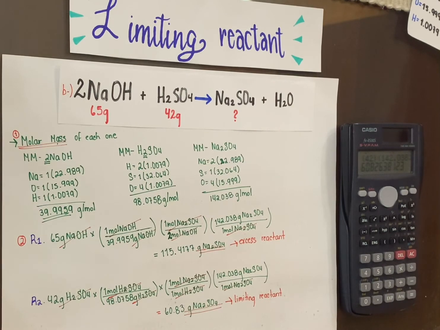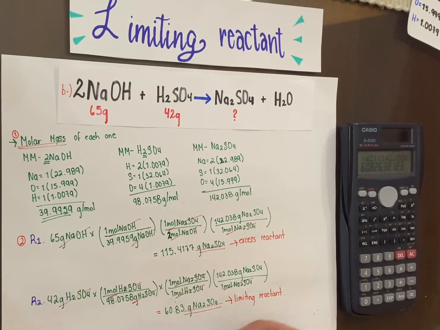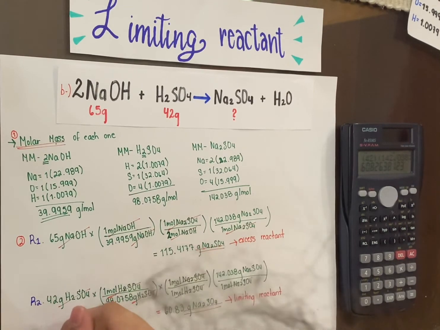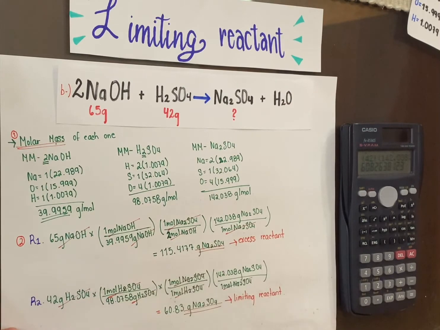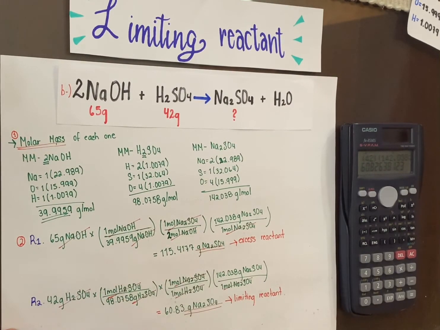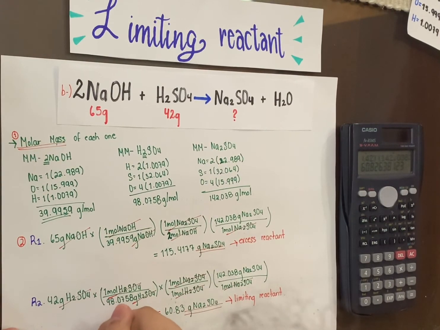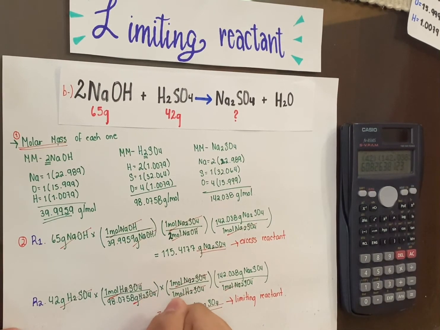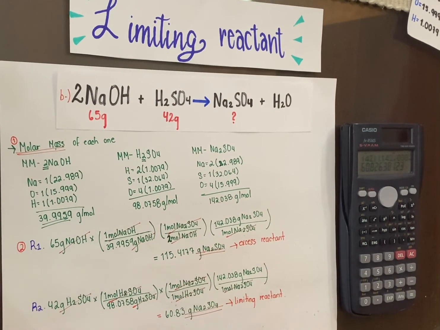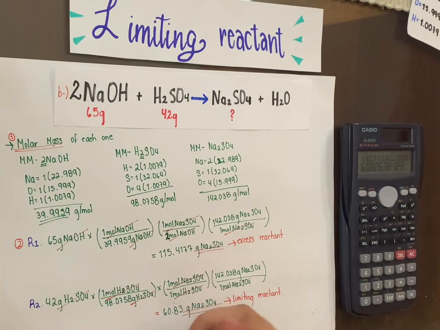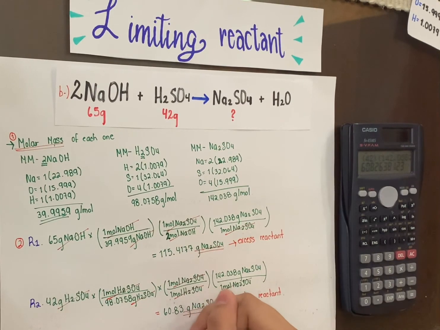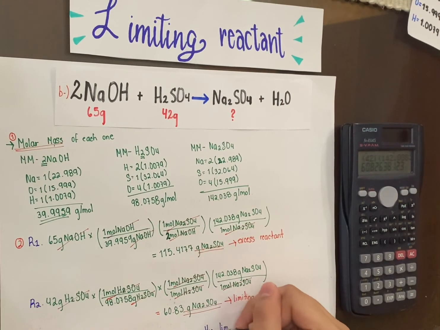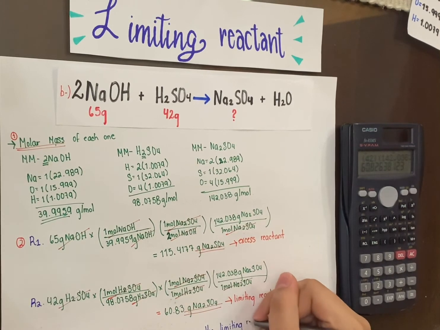So I will formulate it in a sentence, and it will be: NaOH is the excess reactant, and H2SO4 is the limiting reactant.